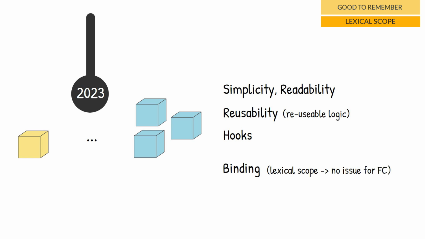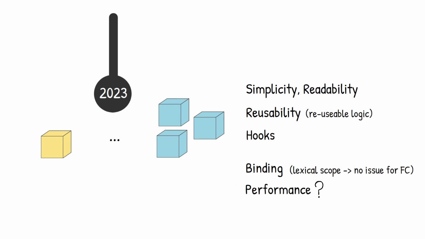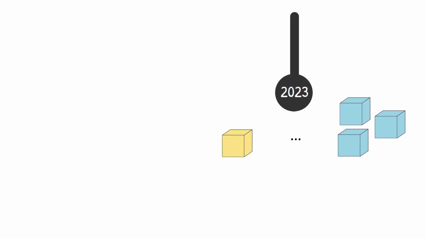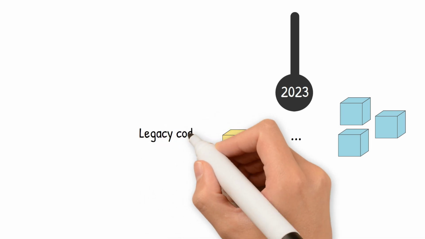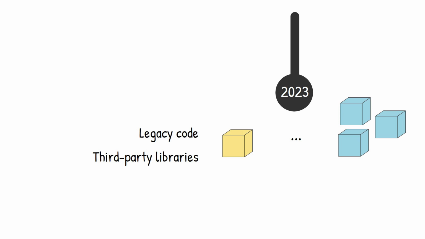The last advantage of functional components I would like to mention is performance. While not universally agreed upon, functional components often outperform class components, mainly due to optimized hooks. So, what about the class components? They are not used so much nowadays, mostly just in older projects or in projects using third-party libraries which were not updated.